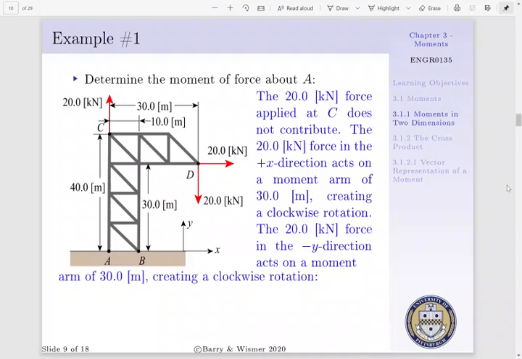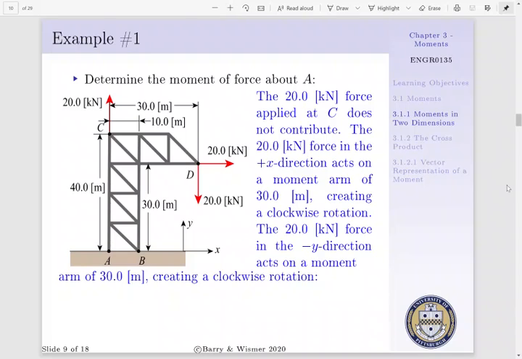We have 20 kilonewtons acting in the positive x direction by a moment arm of 30 meters. That is, if we curl our fingers from our 30 meter moment arm in the direction of our 20 kilonewton force, we are going to be pointing into the page, i.e. we have a clockwise rotation. That's going to result in a negative moment.